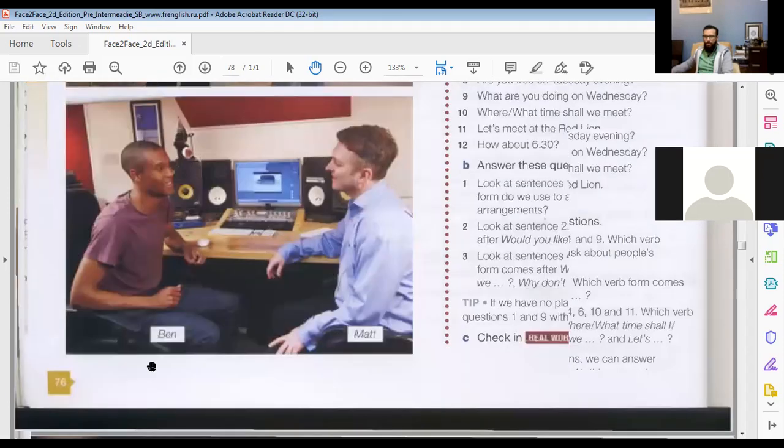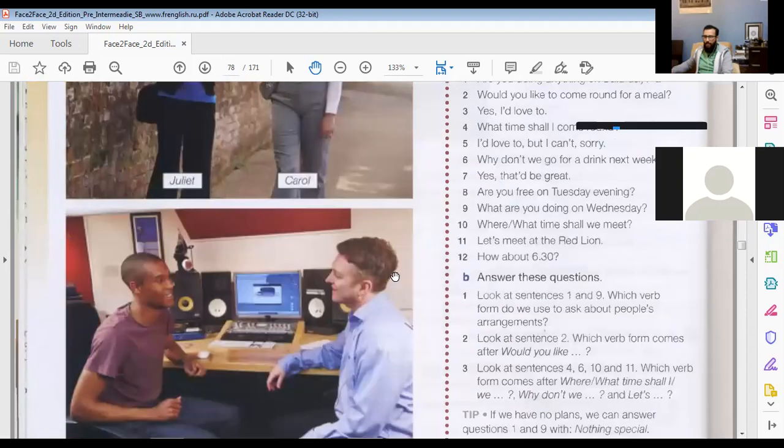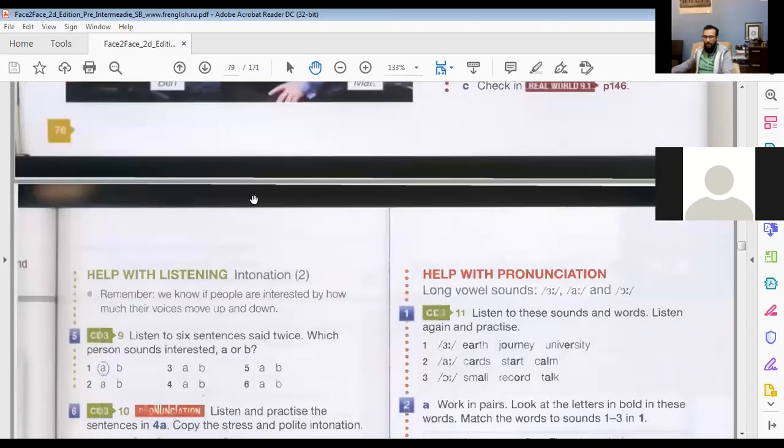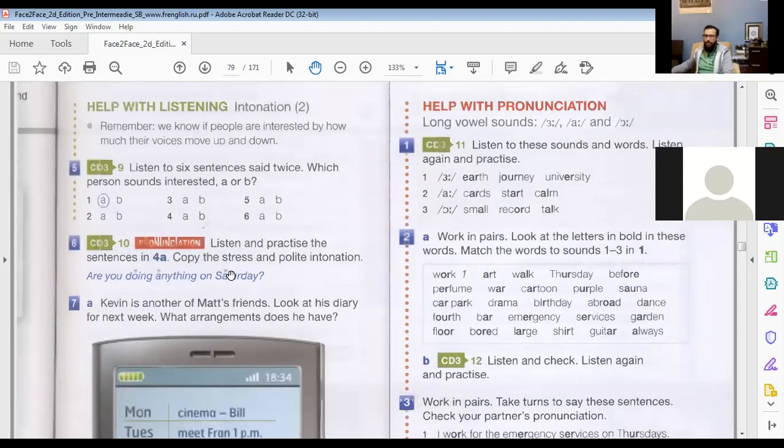And we also listened to Matt and Ben. They arranged to have a drink at the Red Lion. So we listened to the conversation. We talked about the intonation, and we agreed that you need to sound interested by changing how your voice goes up and down. This will affect how the listener perceives your talking. Does it sound interesting or not? This all depends on if your voice goes up and down. So we talked about that.